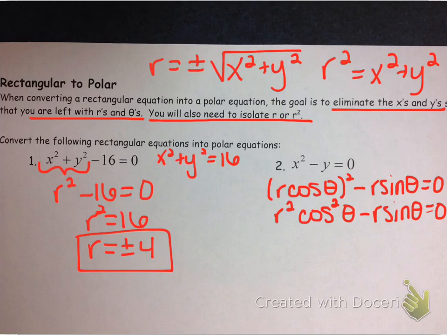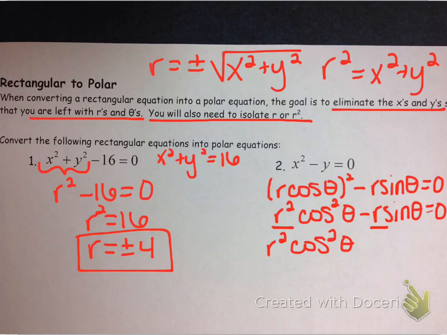So I've gotten rid of my x's and y's, and I have r's and thetas, but now the trick is I need to try to isolate r or r squared. Because these two terms have two different numbers of r's in them, this one's got r squared, and this one just has 1, I can't just factor it out or anything nice and simple like that.